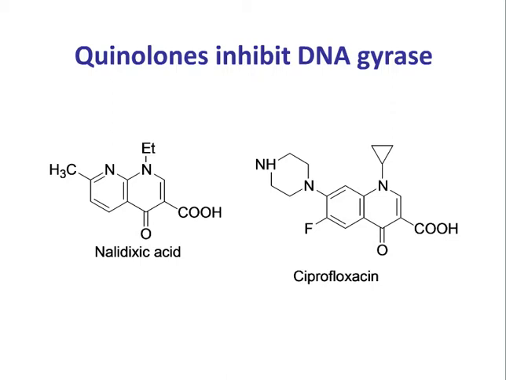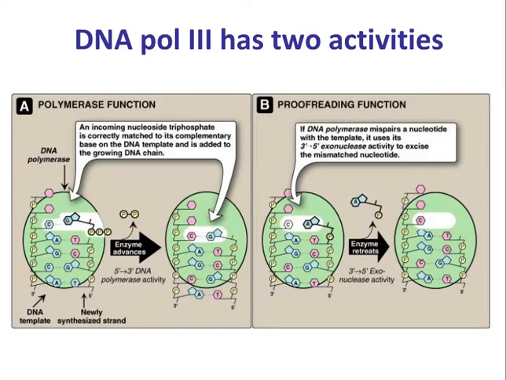Quinolones, like nalidixic acid and ciprofloxacin, interfere with DNA gyrase and prevent the breakage and rejoining of DNA ends during DNA replication. Therefore, quinolones are widely used to treat urinary tract and other infections.